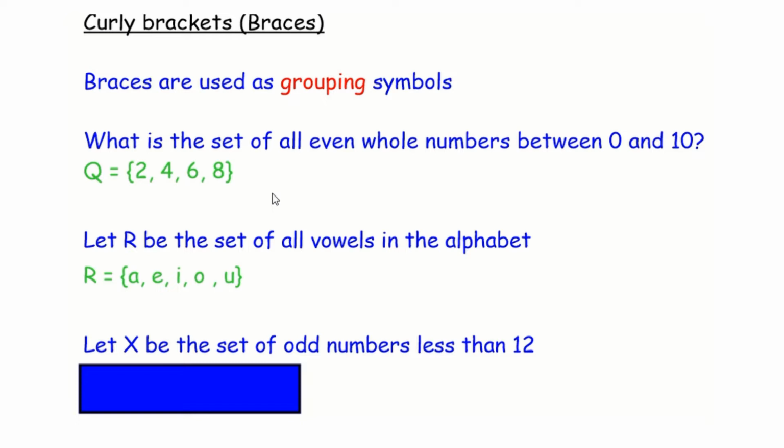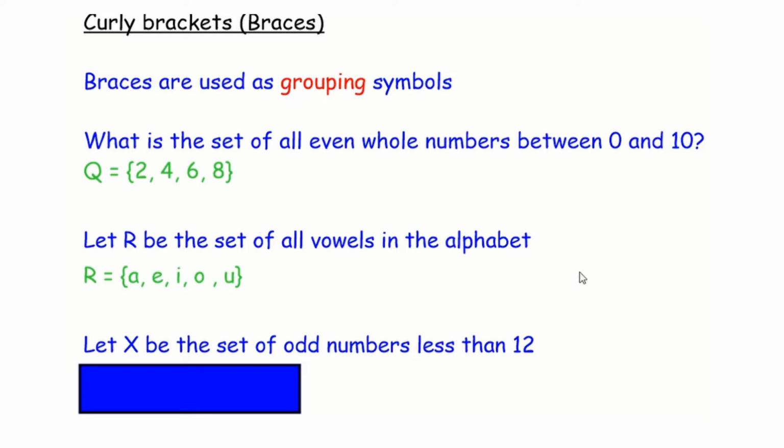Sets and the elements within them don't just have to be numbers. In this example, we've got R, which is a set of all vowels in the alphabet. So we've got A, E, I, O, and U. Again, we're going to call this set R. And a little bit later on in this lesson, we're going to look at what happens where we've got two different sets, and different ways that we can represent and use specific notation to put those two sets together.